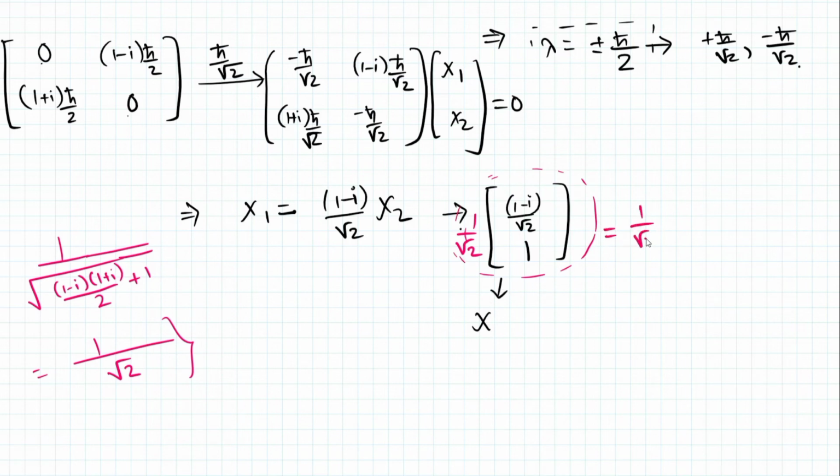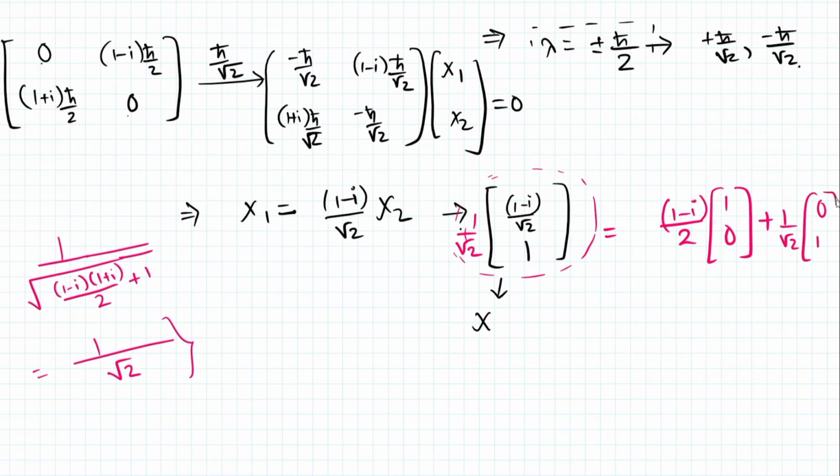And this is our final value of chi. So 1 over root 2, I can write it as 1 minus iota over root 2 into 1 0, this matrix, plus 1 by root 2 into 0 and 1, right? So this is our chi half, and this is our chi minus half, right? This is our chi minus half.